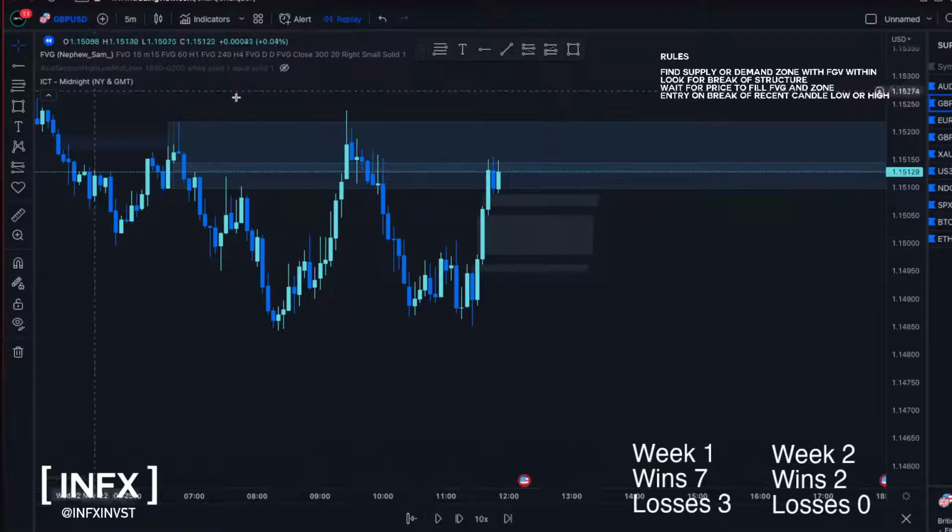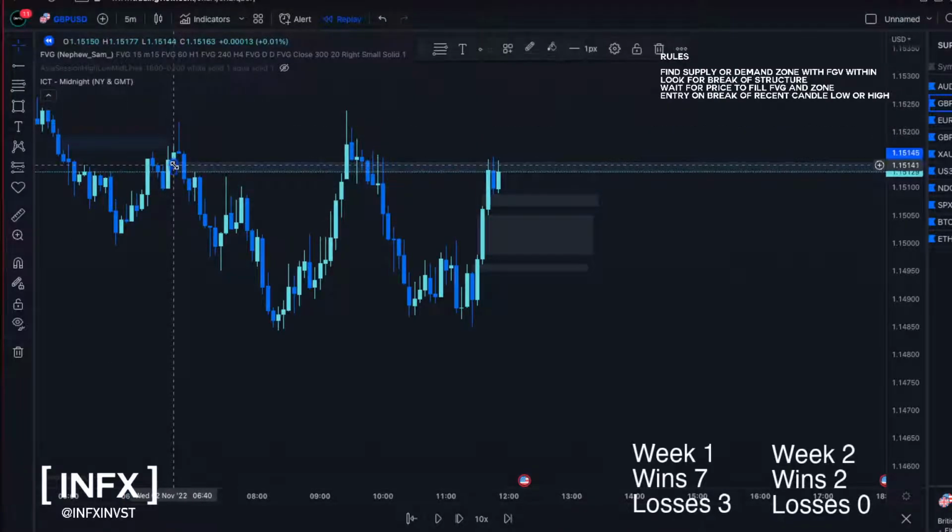What have we got? We've got a demand zone coming up here. Let's make this all a bit cleaner.